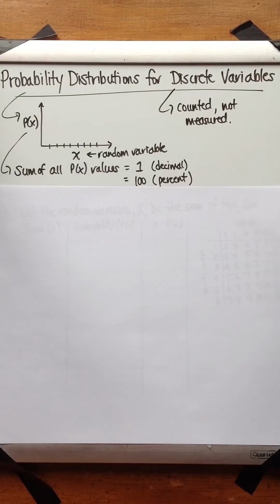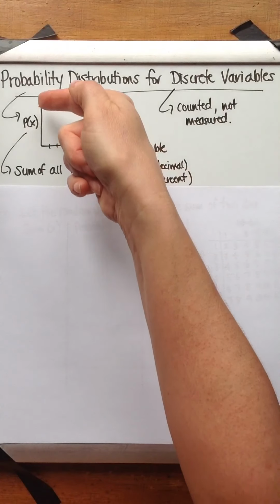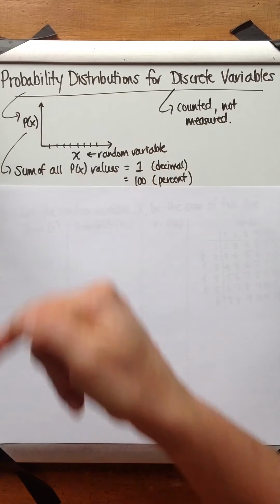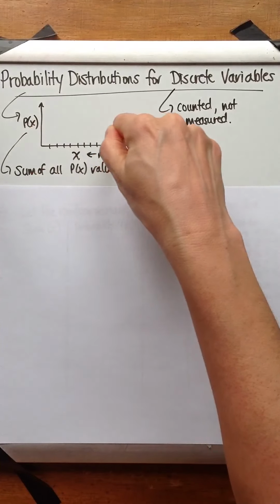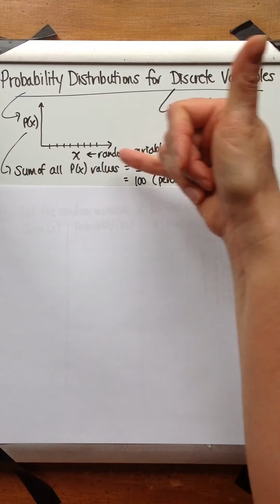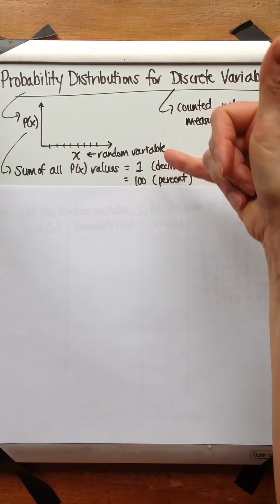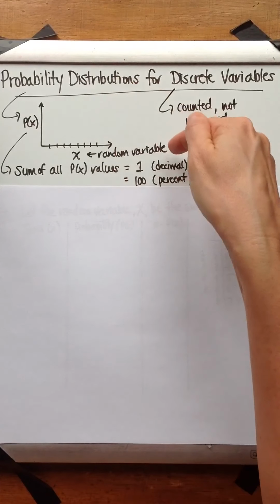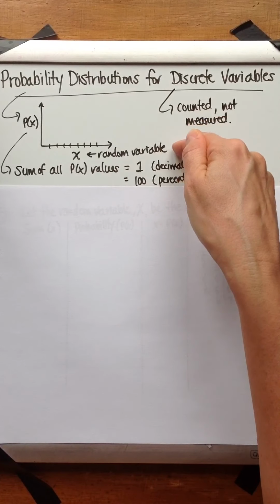So just a couple quick reviews about probability and about discrete versus continuous variables. So probability we just learned about in our previous unit. And probability distributions are specifically graphs of probability of a certain event happening versus the value of that event. Okay, we call this the random variable, and we're going to look at different types of distributions where the random variable is a different type of thing.